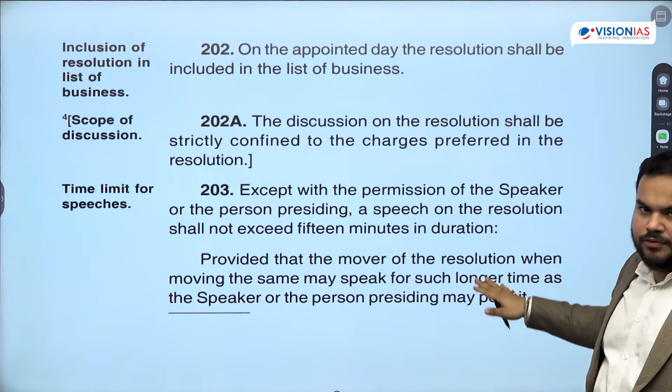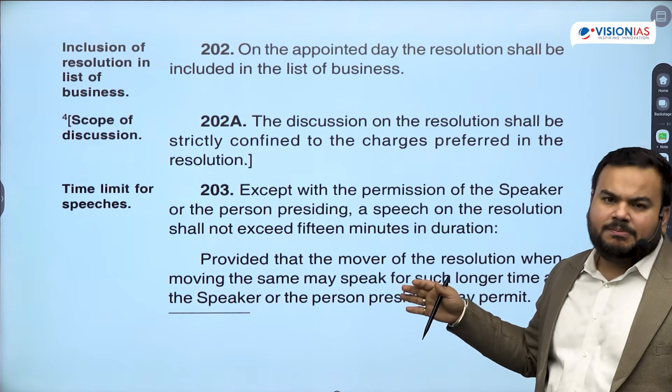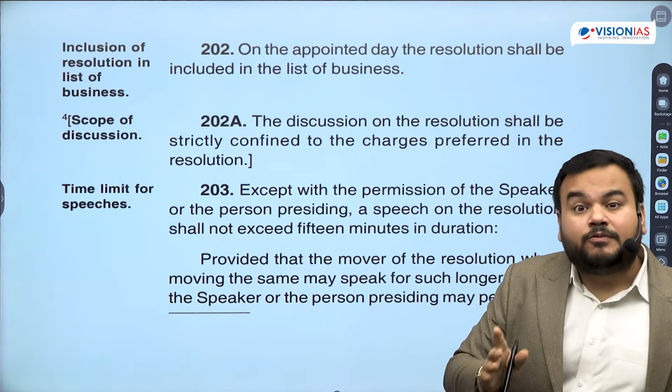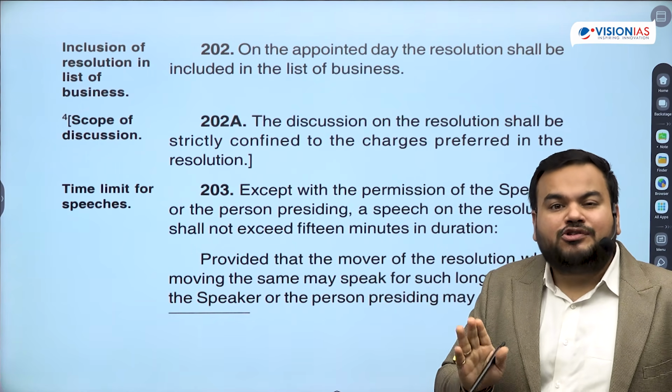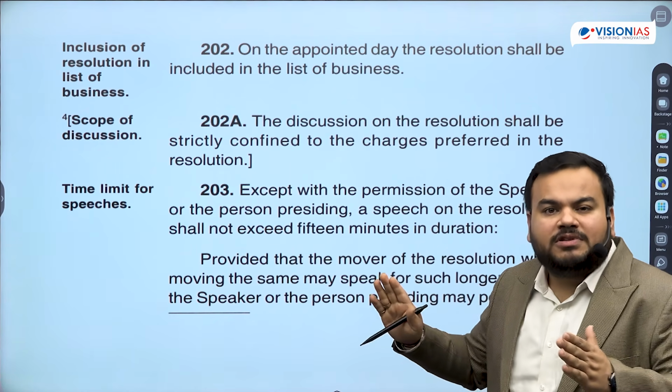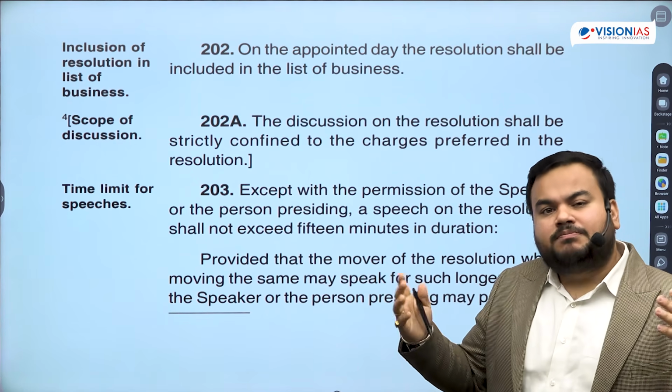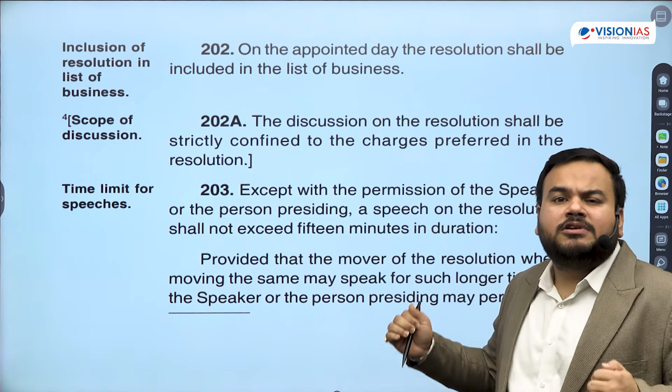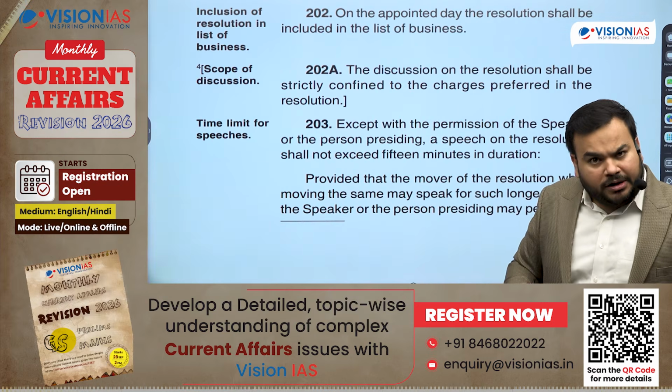Then after this, what would happen? Then, after the speech, voting will happen. And what kind of majority do we require? Majority of all the then members of the house. And if it is passed, the Speaker is removed. If it is not passed, the Speaker is not removed.